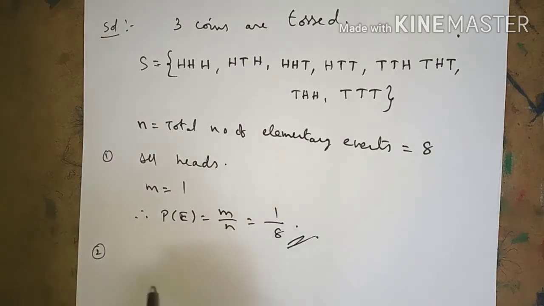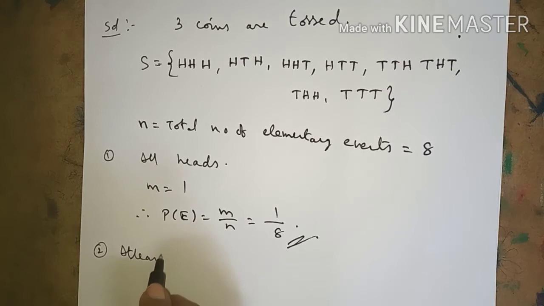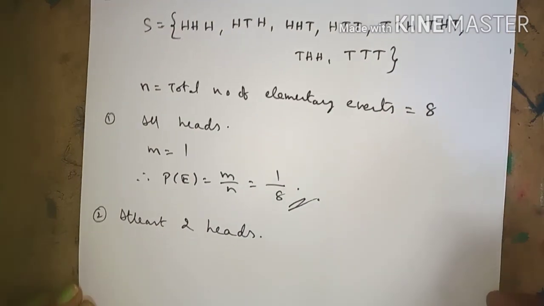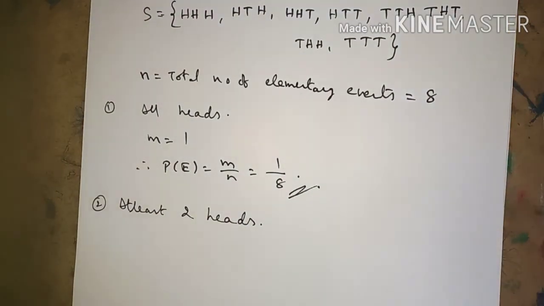Second bit: at least 2 heads. What is the meaning of at least? For example, suppose I have 4 apples with me, and somebody comes and says, I want at least one apple. If I give 1, no problem. 2 also, no problem. 3 also, no problem. If I give all 4 also, no problem. At least 1 apple means minimum 1. If you give more than 1 also, no problem, because I have only a maximum of 4 apples.